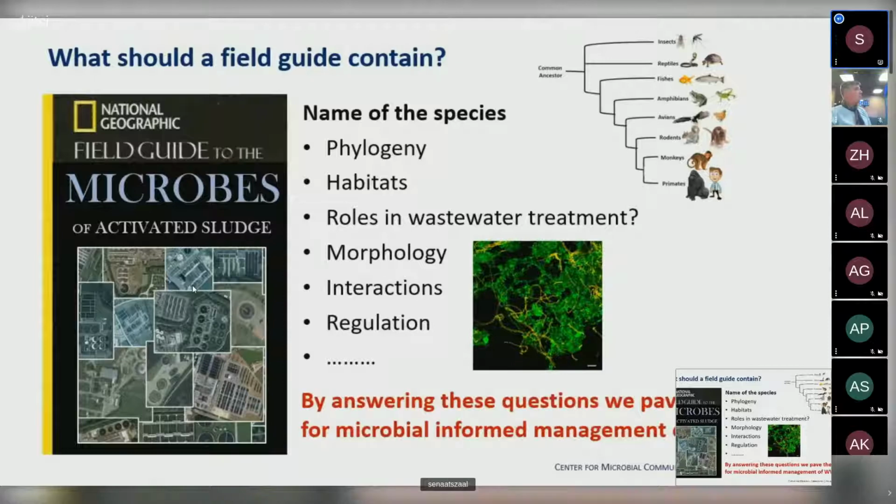The idea is, if we answer these questions, we can actually pave the way for microbial informed management of wastewater treatment plants. We can improve the wastewater treatment plants we already have and even develop new treatment technologies. But to make this field guide, the first step is to get the species names or the taxonomies.